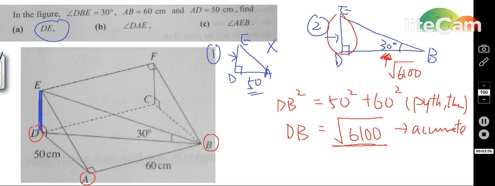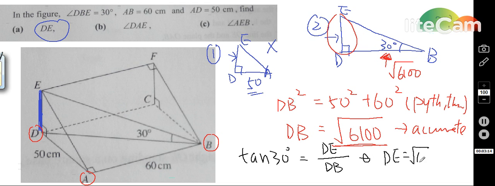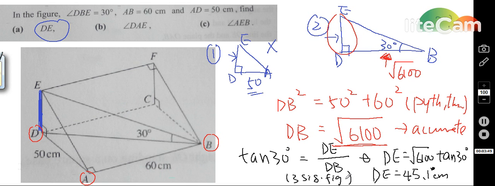Then we have this one, so if we want to find out this length, we can use tangent theta. Tangent 30 degrees equals DE over DB, so that we have DE equals this one multiplying this one, and then we have the calculation. So that we can find the answer. DE equals 45.1 cm, correct to three significant figures. If the question does not have any specific demand, we always use three significant figures as the end to calculate the answers.